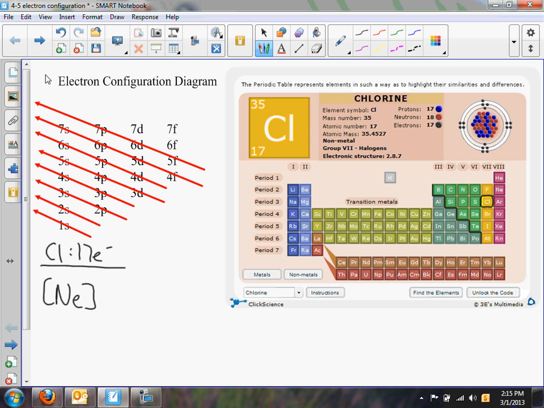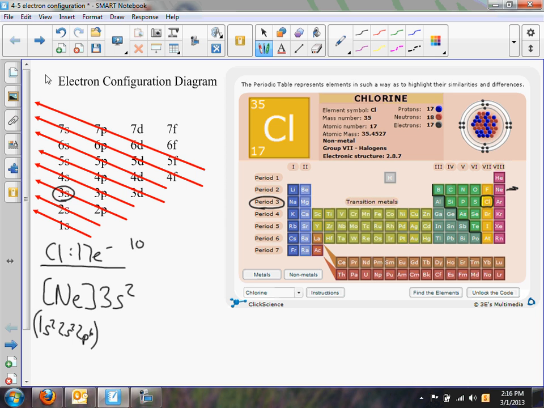So putting neon in brackets really means the same thing as 1s2, 2s2, 2p6. That's the first 10 electrons. Where do you start? Well, neon completes the second row, so I'm ready to start the third period, and we always start with the lowest one, and that happens to be the 3s. So I have used up 10 out of my 17 electrons.